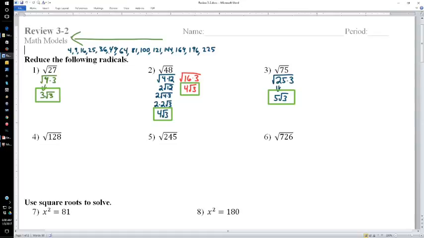Alright, 128. 128 is divisible by 64. That's 64 times 2. The square root of 64 is 8, so 8 on the square root of 2.